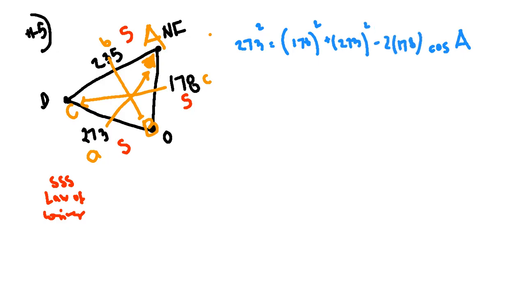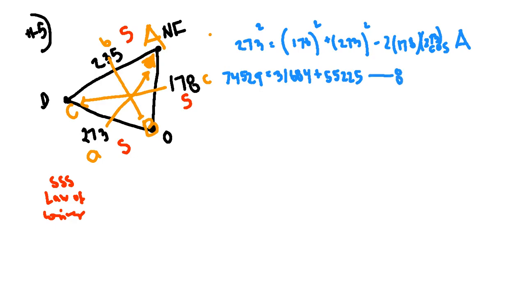All right, this is a calculator nightmare. So I'm going to tell you what this is very carefully. This is 74,529. This is 31,684. And this is 55,225. This is minus 83,660. Now we're looking for A.